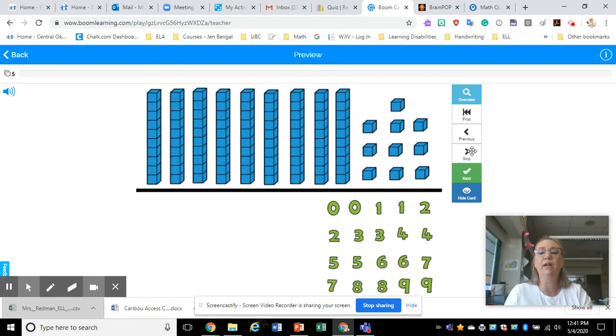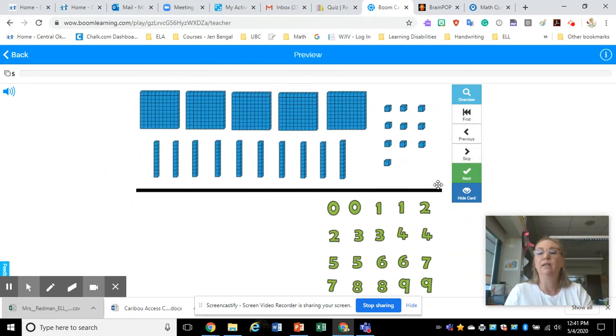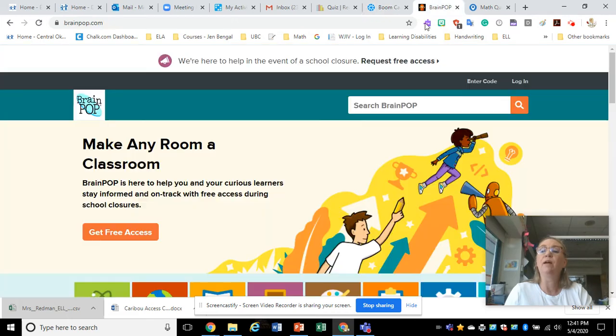I can use 10 frames. I've got my base 10 blocks. You can see what's happening here. So these are all things that I can actually manipulate to represent different numbers, whatever it is.